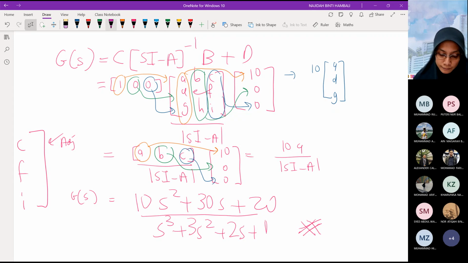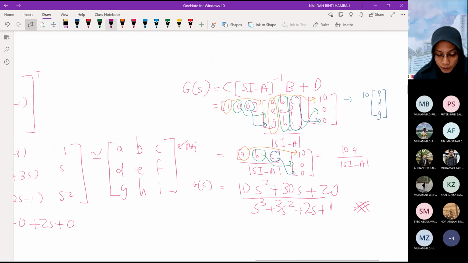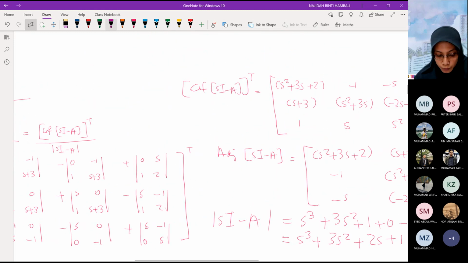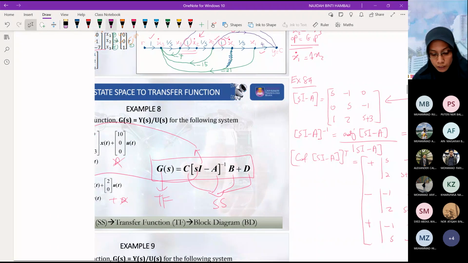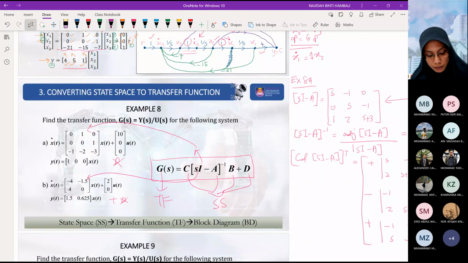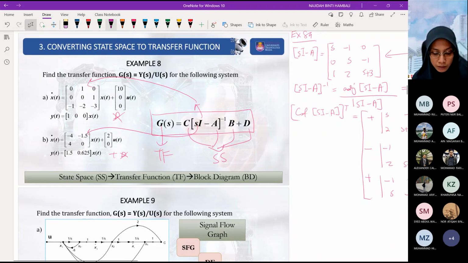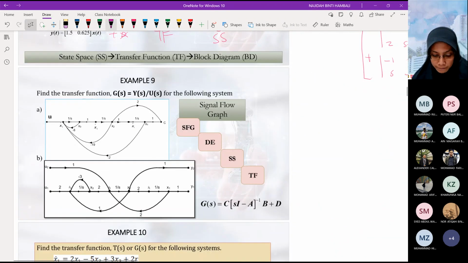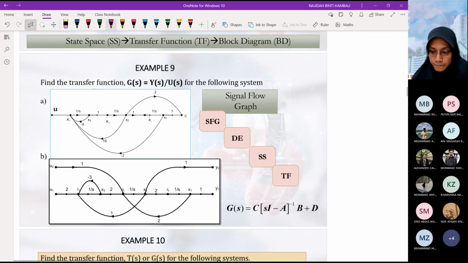Ada soalan? Okay, this is if you want to convert from state space equation to transfer function. Okay, untuk example 8B 2x2 saya nak buat sendiri. Kita dah cover 3x3 dimension. Okay, let's take a 5-minute break before we proceed with example 9, 10 and 11.